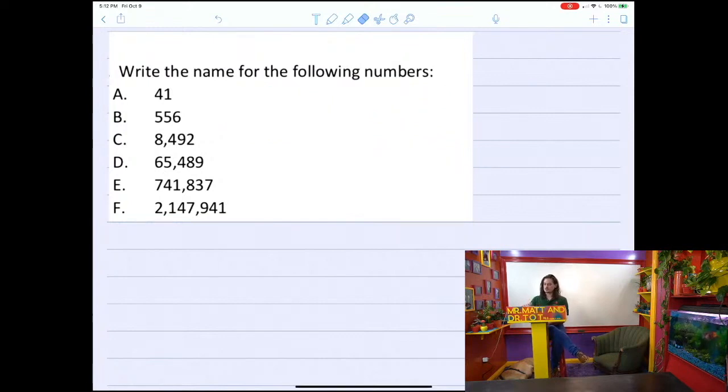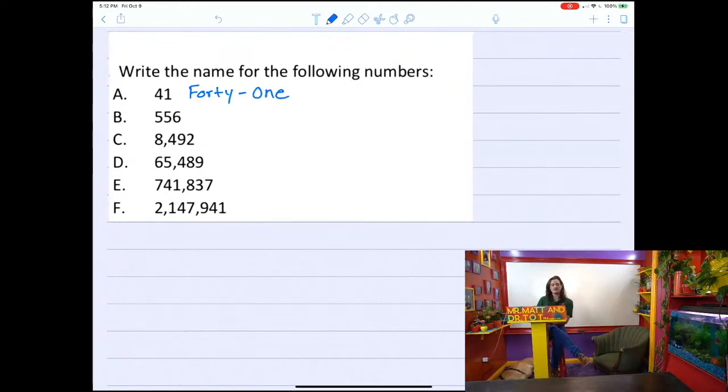Okay, so let's look at these questions. The first one, we have 41. So start with the multiple of 10, which is 40. Hyphenate it because we're listing out a tens and a ones digit, and then list out the ones digit, which is 1. So 40-1.